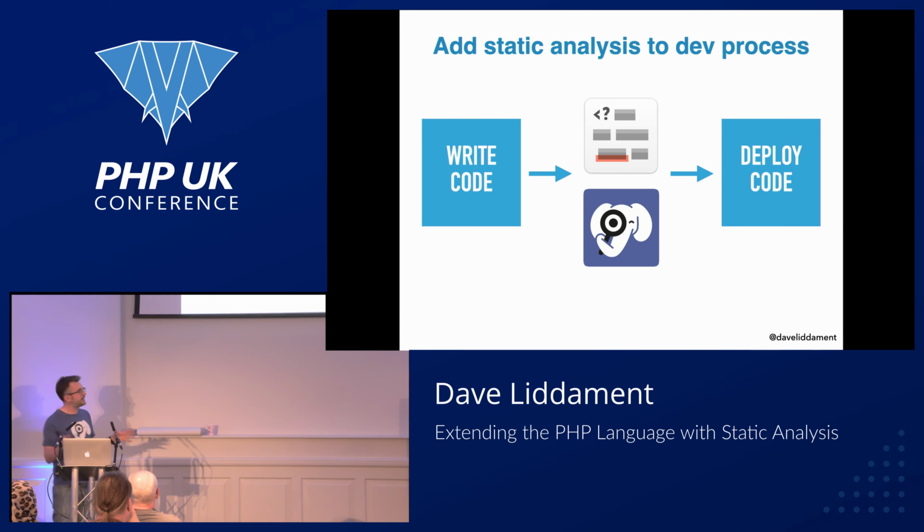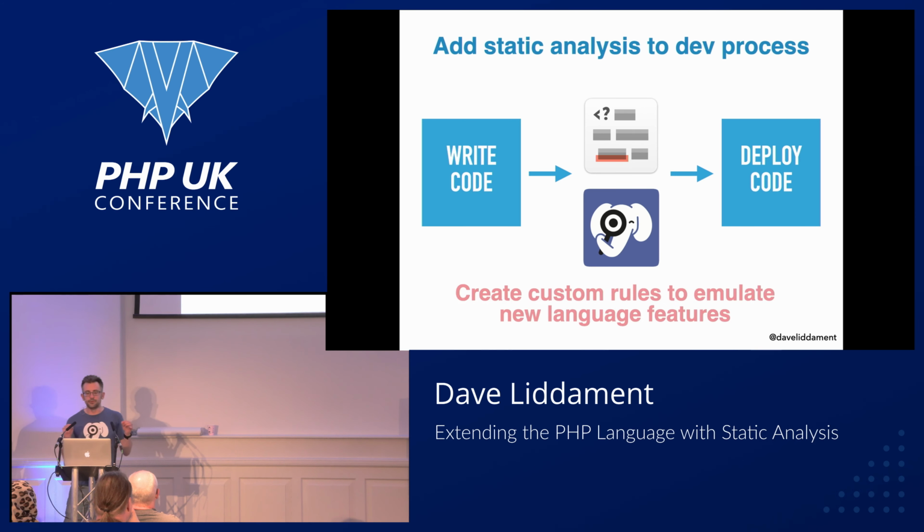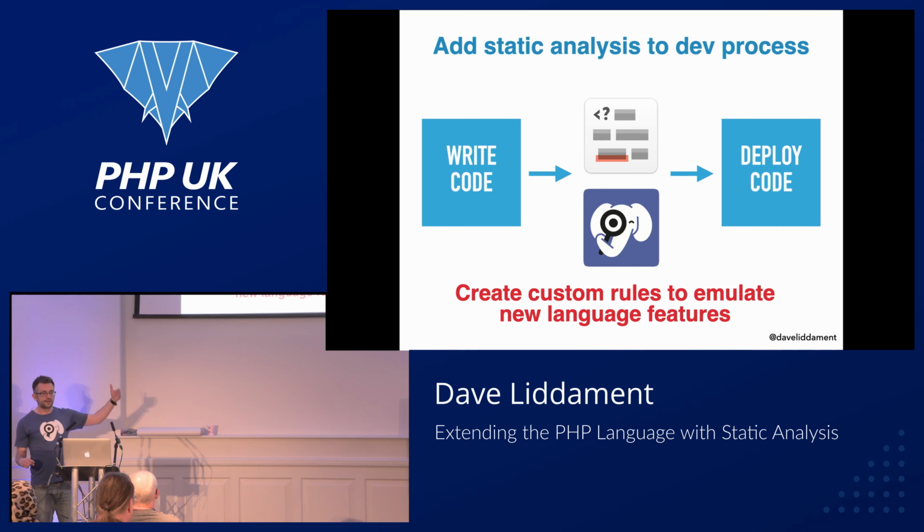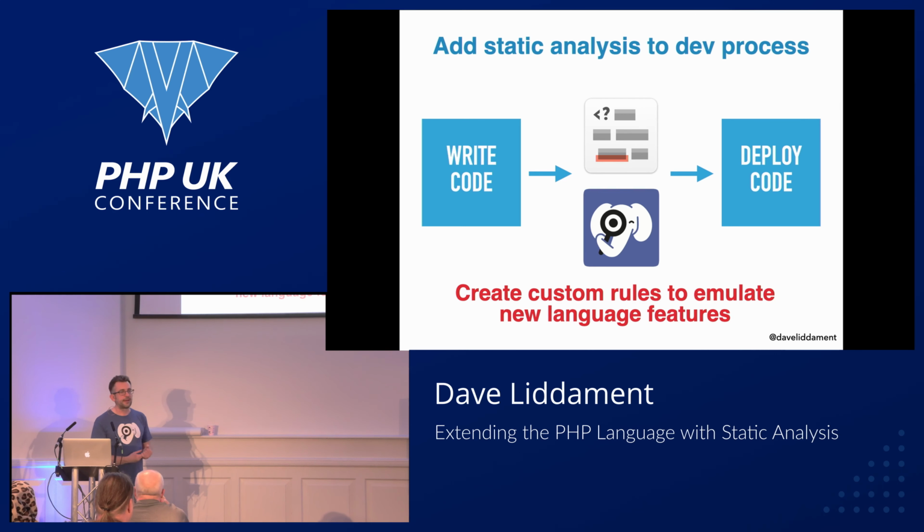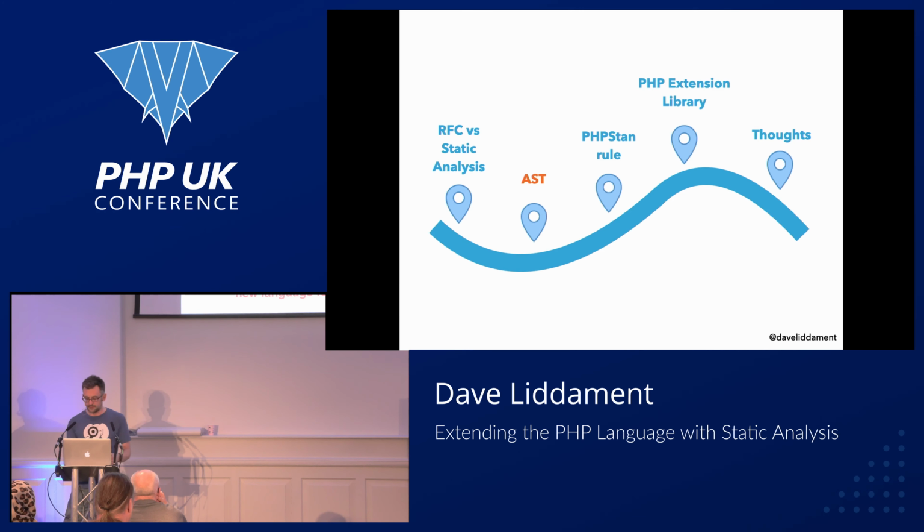And you might say, this is great, but how does that help us get new rules? Well, we create custom rules to emulate new language features, and that's what we're going to do. So this is how we can extend the language with static analysis. We write our own custom rules, we add them into part of the things that the static analyzers analyze, and then we have essentially new features, and they are validated at static analysis time. So that's the setting, really, of this story.